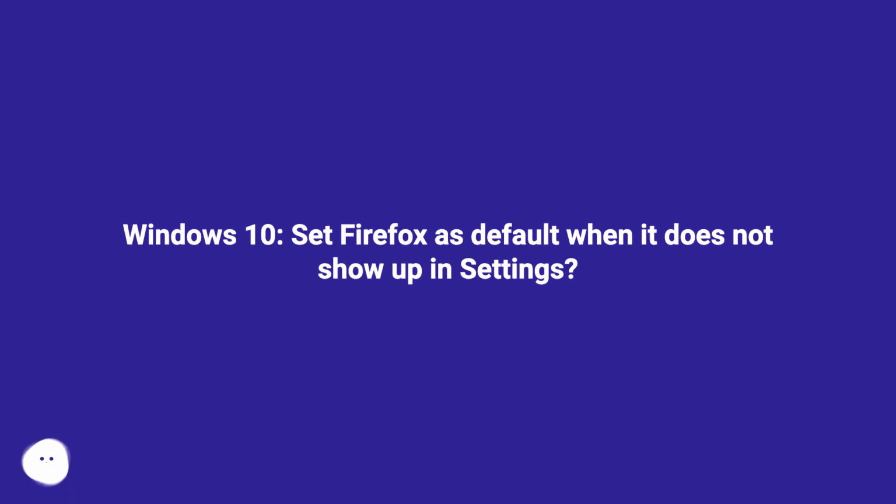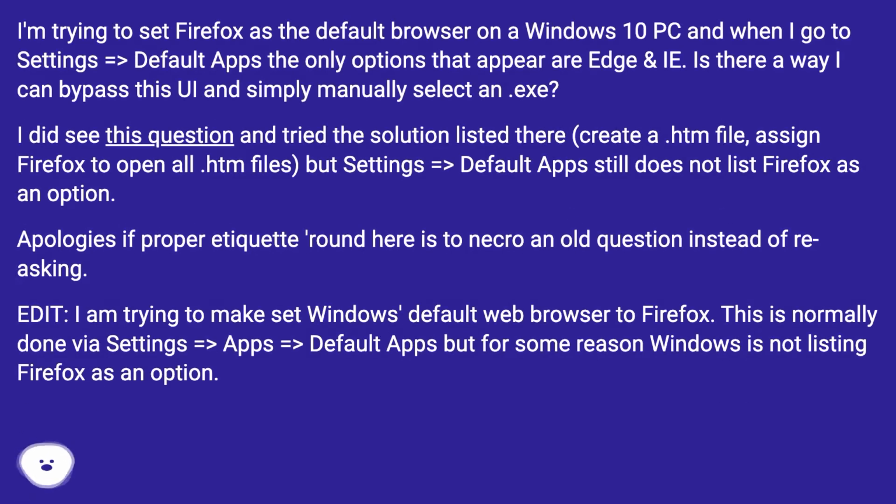Windows 10: set Firefox as default when it does not show up in settings. I'm trying to set Firefox as the default browser on a Windows 10 PC, and when I go to Settings > Default Apps, the only options that appear are Edge and IE. Is there a way I can bypass this UI and simply manually select an .exe?